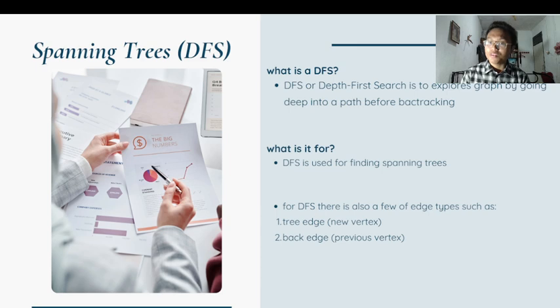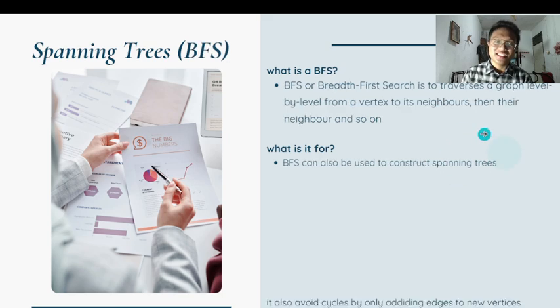DFS is used for finding spanning trees. This is the short explanation for it. And then again, for DFS, there are also a few edge types such as tree edges and back edges. Okay, we will go to the next section.